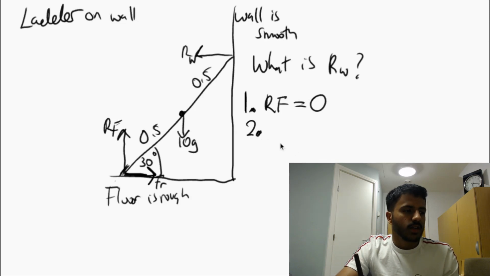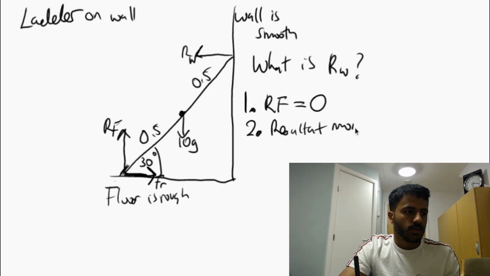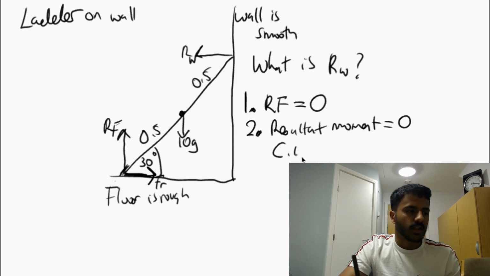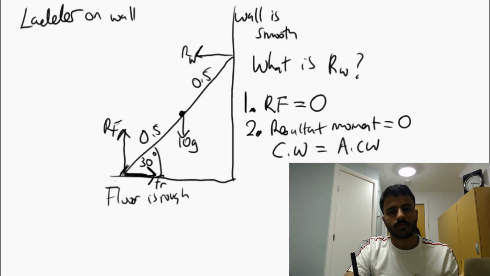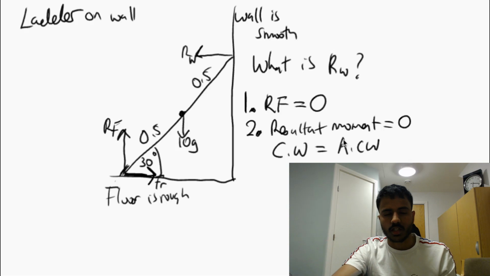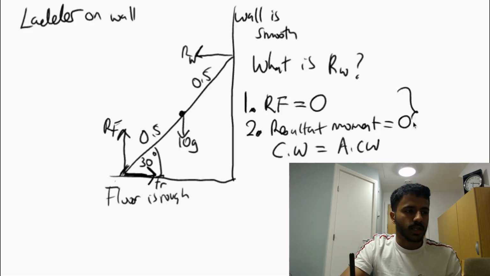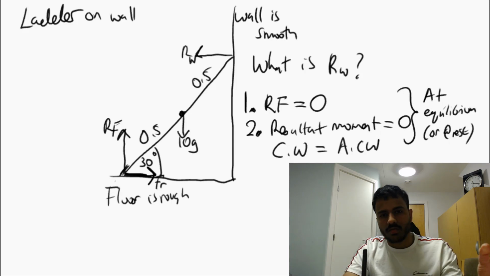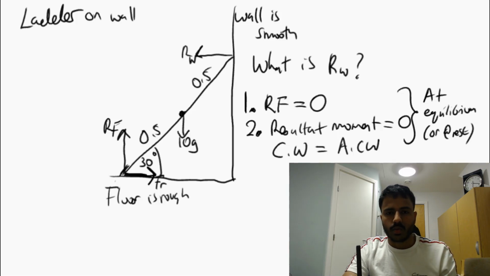And secondly, the resultant moment must also be zero. What that basically means is that the clockwise moment must equal the anti-clockwise moment. These are two necessary conditions for a body to be at equilibrium or at rest. So let's go and find out how we can calculate this reaction force from the wall.